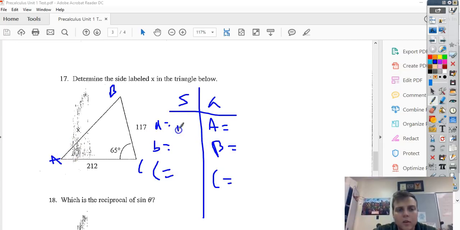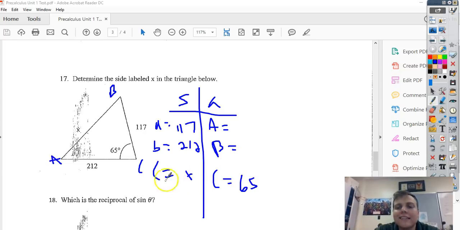So little a would be 117. Little b would be 212. Little c is the side I'm trying to find. Big A, I'm sorry, I don't know. Big B, I don't know. Big C is 65. Okay, so I don't have any pair of opposites here. So I can't use right triangle trig. I cannot use Pythagorean theorem. I cannot use law of sines. So that means I'm down to trying law of cosines.